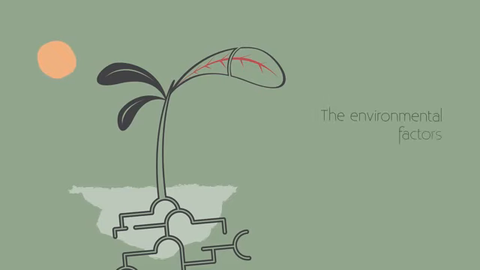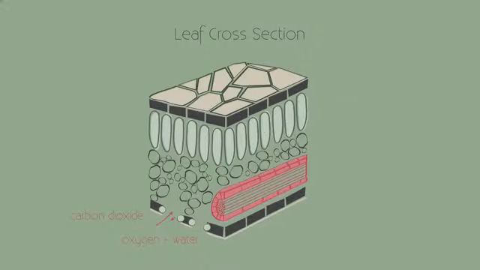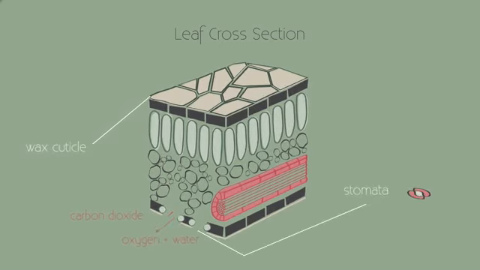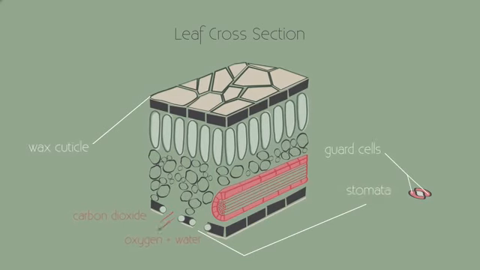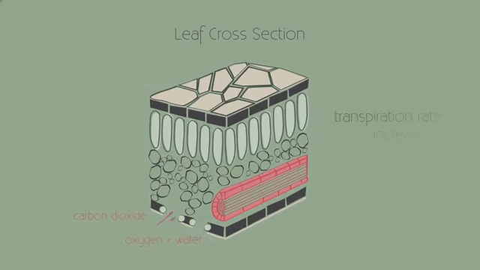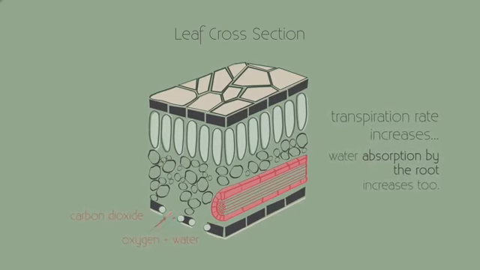The environmental factors are similar to those that make you sweaty. The temperature, the humidity, but also wind and light intensity. Then there are also physical factors, like does it have a waxy cuticle? How many stomata does it have? The nature of the guard cells, how large is the leaf surface area, and if the leaf is folded or flat. If the rate of transpiration increases, then the rate of water absorption by the roots needs to increase too.